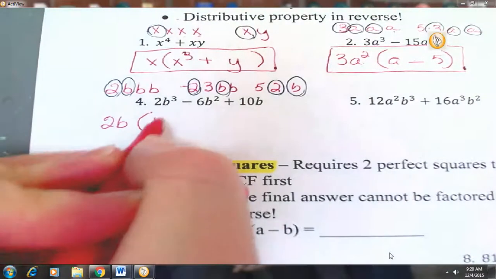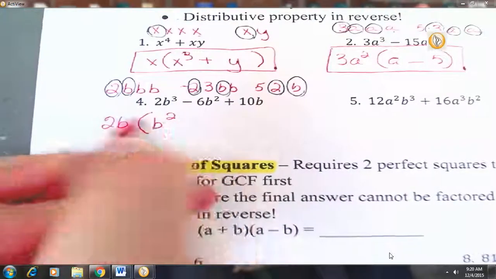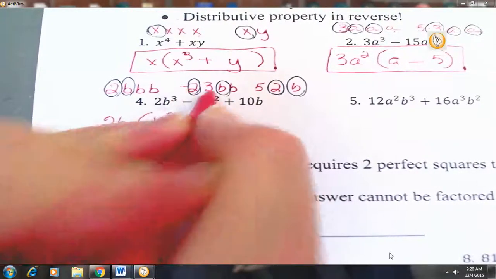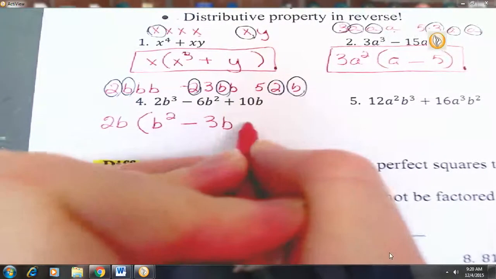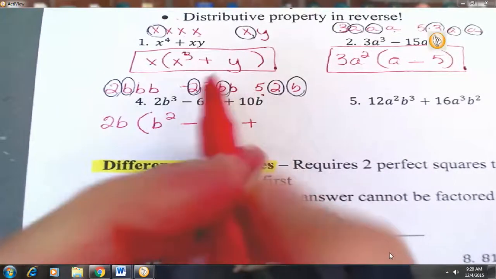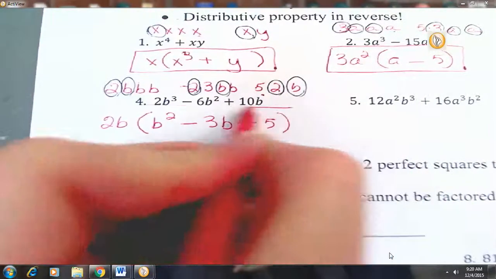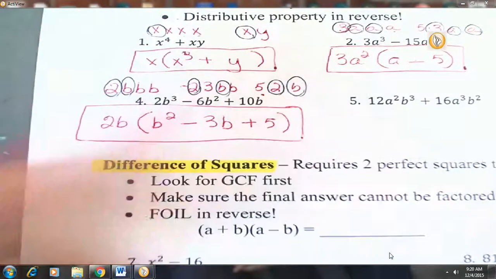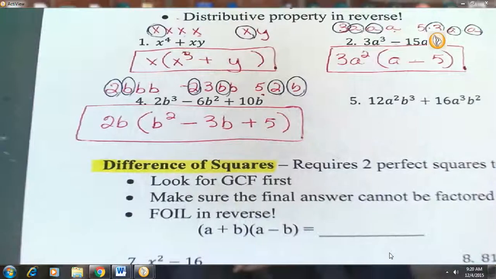So I'm left with b squared, b times b, or b squared, minus 3b plus 5. I want you to try number 5, please.